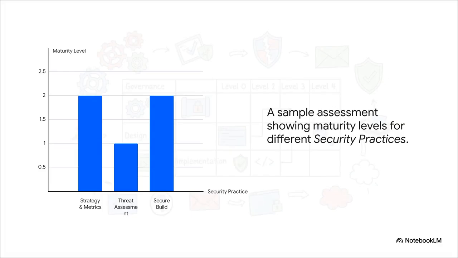And this chart is a great example of what that assess step can look like. It gives you this clear visual snapshot of your strengths and weaknesses. So for this sample company, you can see they're doing pretty good at level 2 for strategy and secure build, but for threat assessment, they're just getting started at level 1. That immediately tells them where they need to focus their energy next.